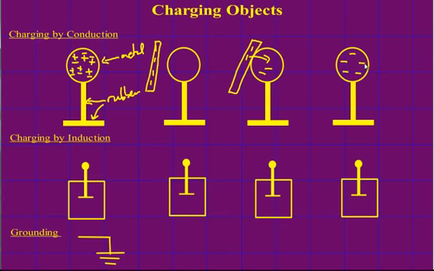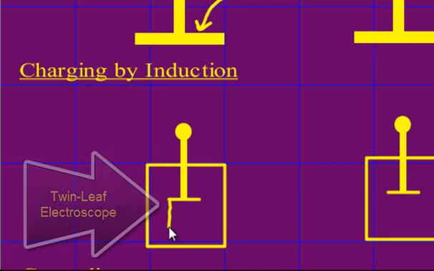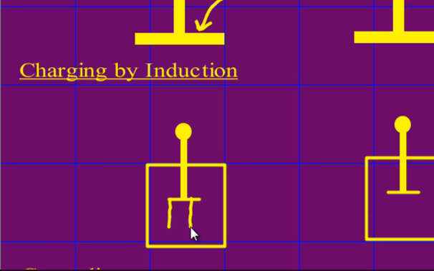There is another way to charge an object, and that is called induction. We're going to use a twin leaf electroscope. That's what you see here. Here are the twin leaves hanging down, usually aluminum foil, and we're going to charge this by induction. Right now it's neutral. It has a charge of 0.